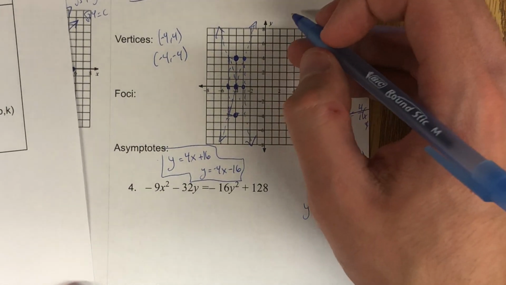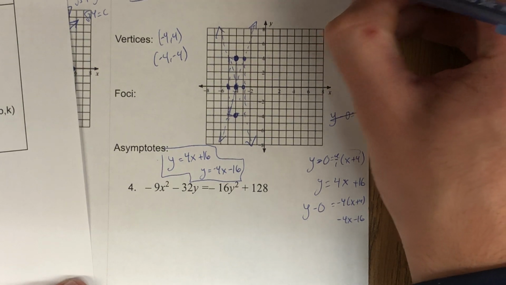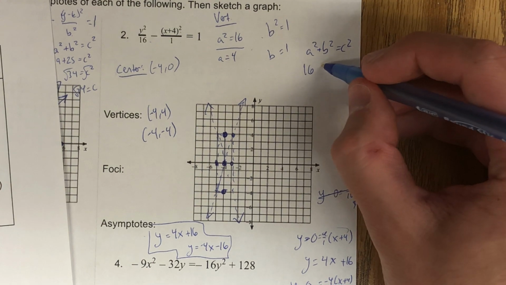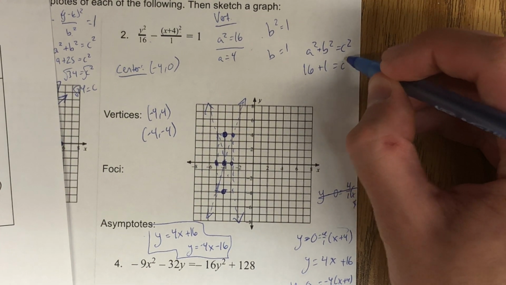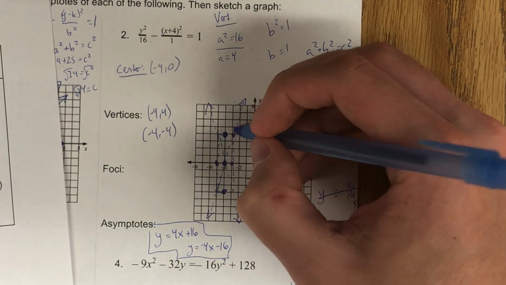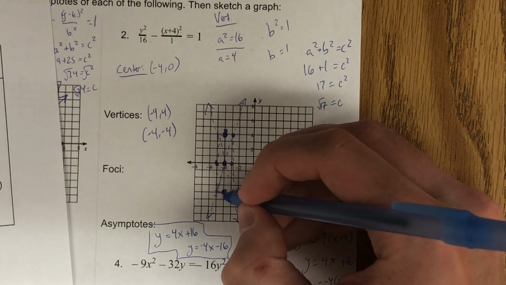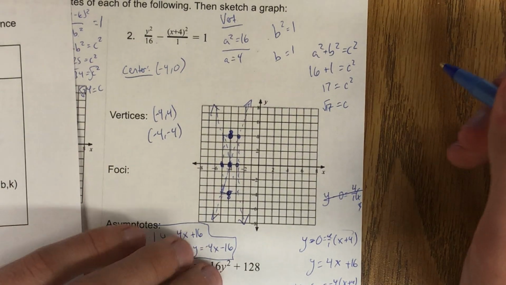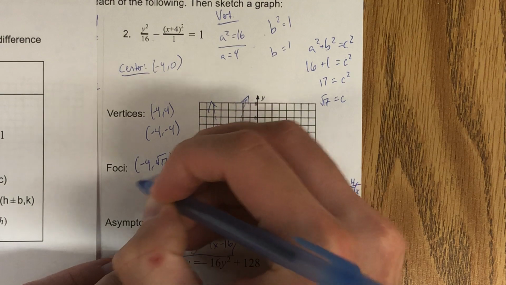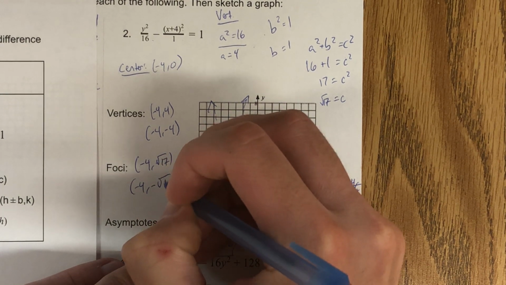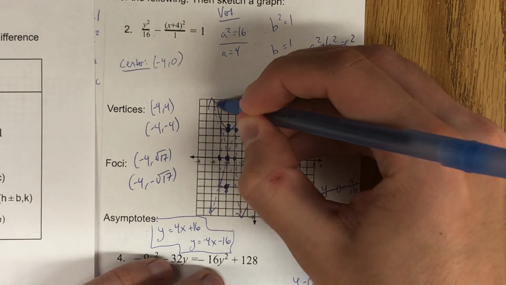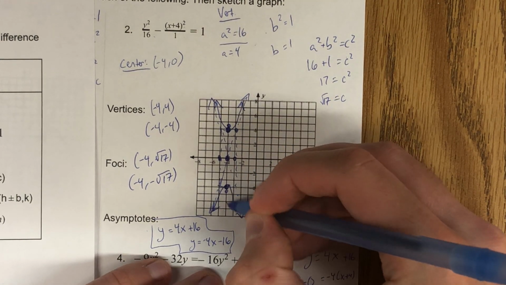Okay, last thing to do is find the foci. So a squared plus b squared equals c squared is the way we do that. Our a squared is 16, b squared is 1. So c squared is 17, meaning c is root 17, so a little more than 4. So the foci will be very, very close to our vertices at negative 4, positive root 17 and negative 4, negative root 17. And there we go.